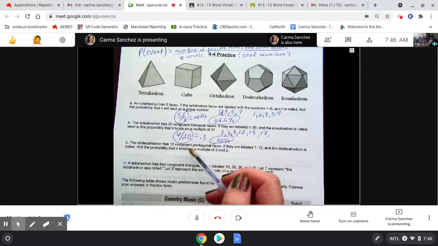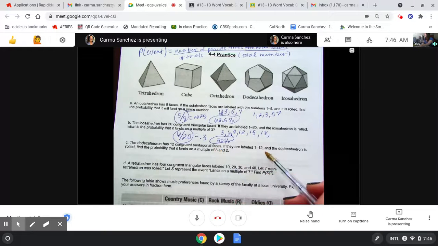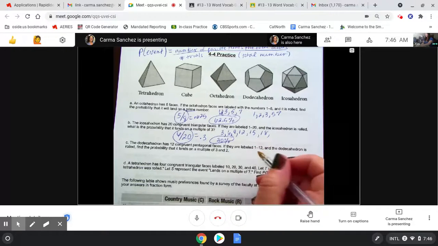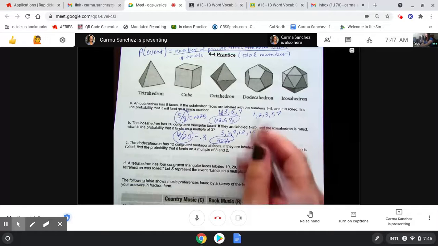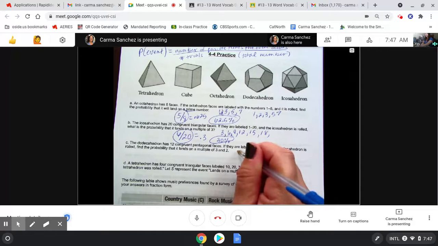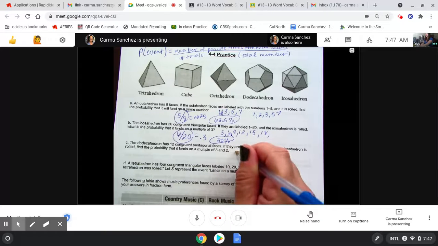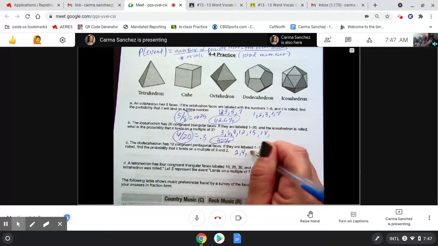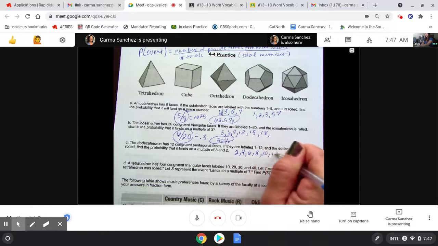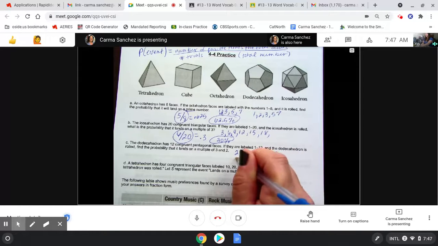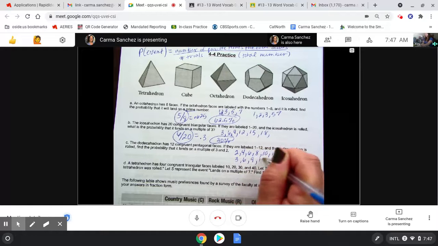Dodecahedron, 12 congruent pentagonal faces. They are labeled 1 through 12. And what's the probability it lands on a multiple of 2 and 3? So let's go 1 through 12. Let's just list them out, some of you can already think of these, but I want you to see it slowly. So the multiples of 2 are 2, 4, 6, 8, 10, 12. And then the multiples of 3 are 3, 6, 9, 12. So now you're looking to see what is in common.